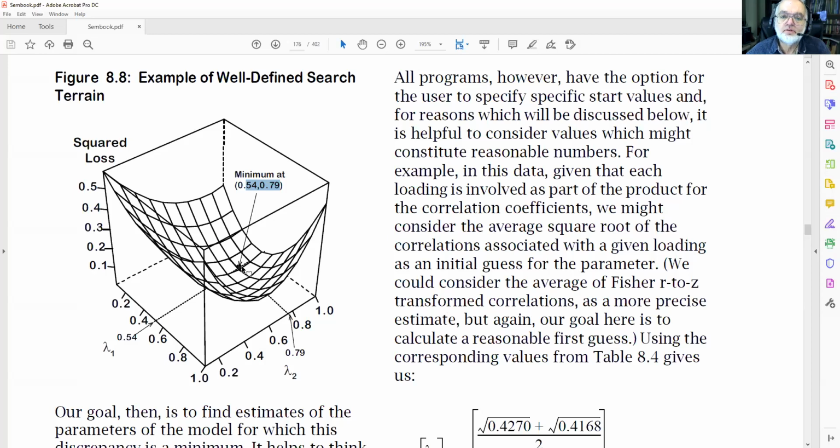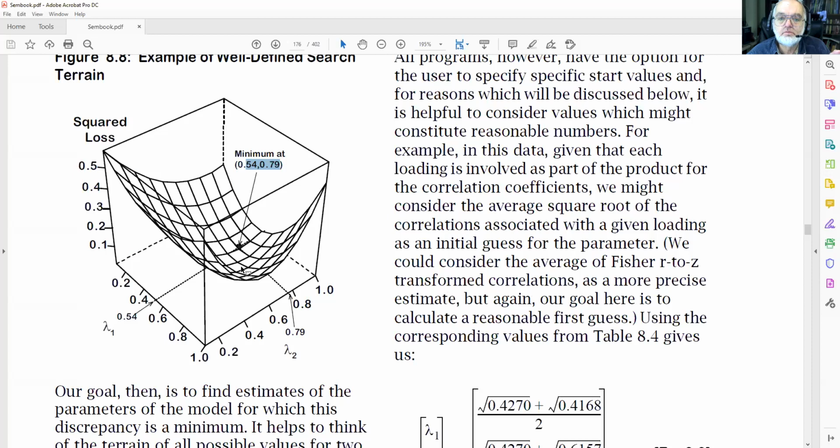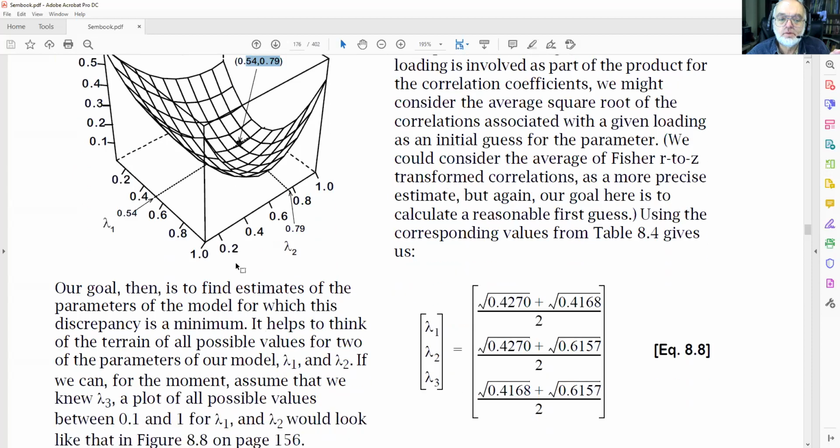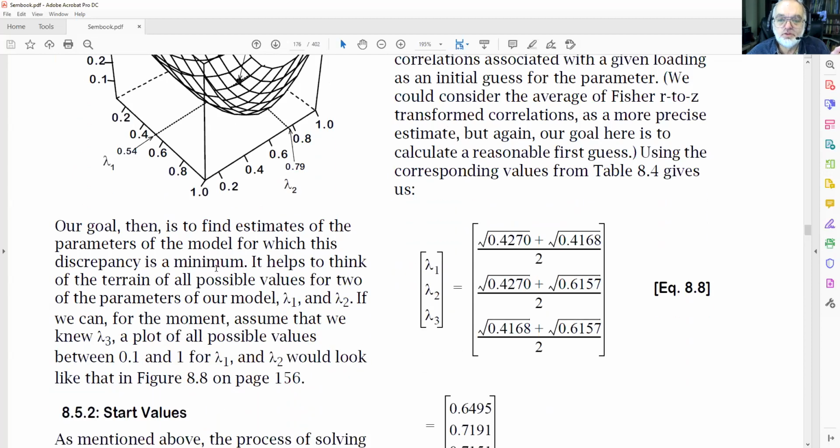Does that make sense? I realize that I'm going through a diagram and a data set and a loss function. But that's basically what I want to start with.